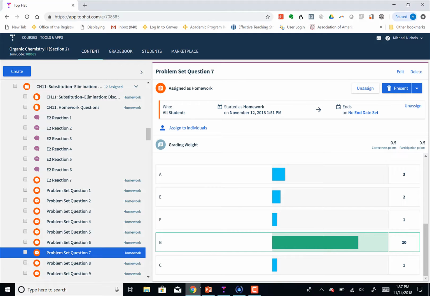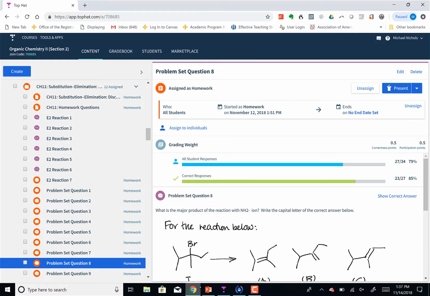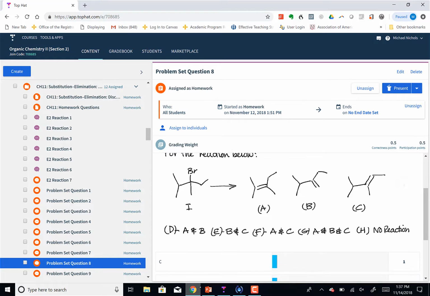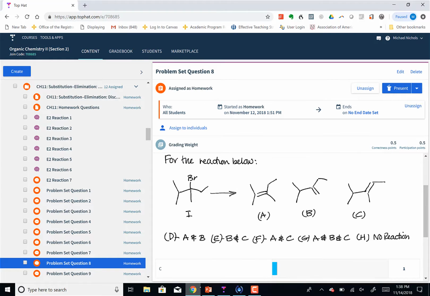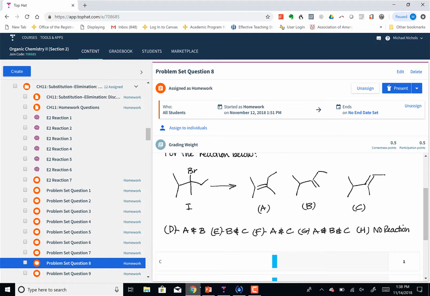And then we can go through the others. NH2 minus. Oh, we're up to 85%. Good. So for this one, if we used NH2 minus, we're going to form the most substituted product, which is A. Okay. And in this case, A, B, and C are all legitimate products because they've all had beta hydrogens removed.